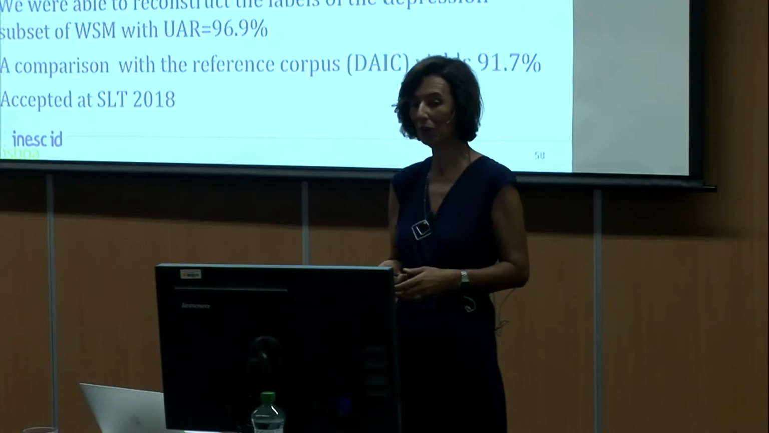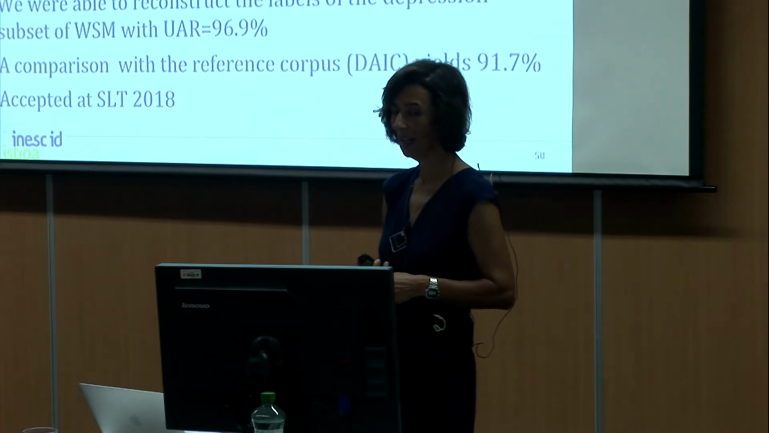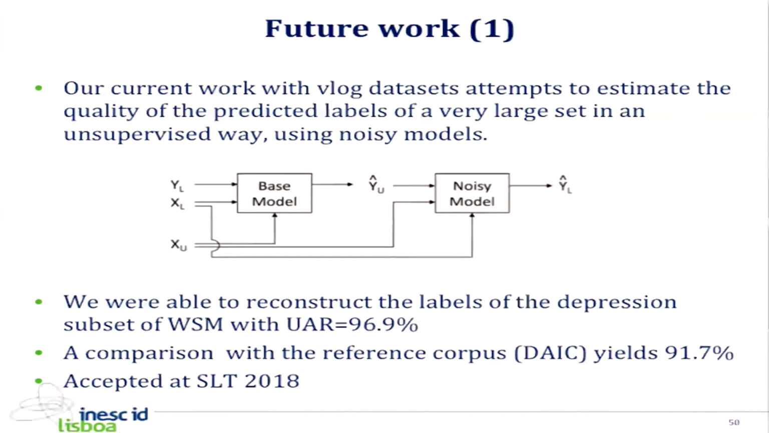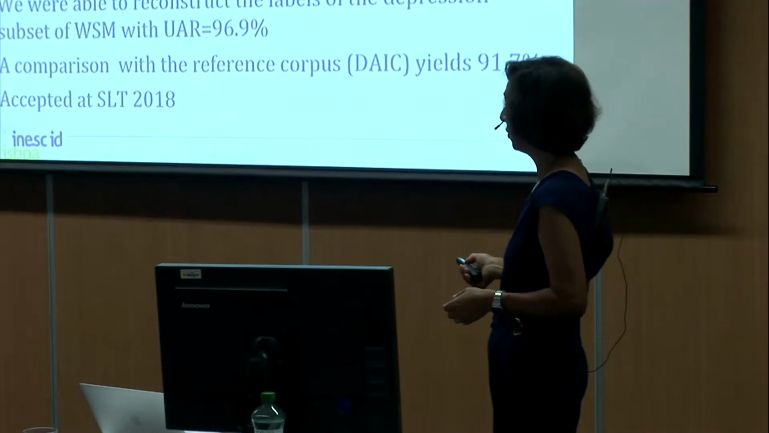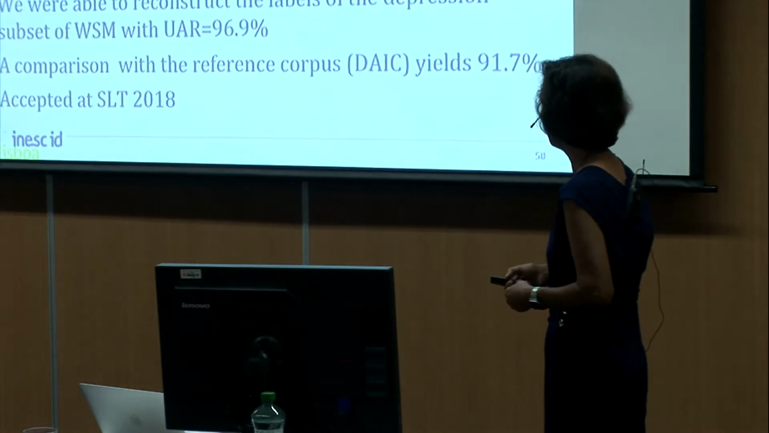So what are we now doing to tackle this? In the first case, we are now working with noisy models. In other words, the models that we have built with the noisy labels that we estimated. And these noisy models, when applied back to the labeled data set, have provided quite interesting results. In the case of depression, we were able to get a UAR on the labeled subset that was quite high. So we were very happy with this.